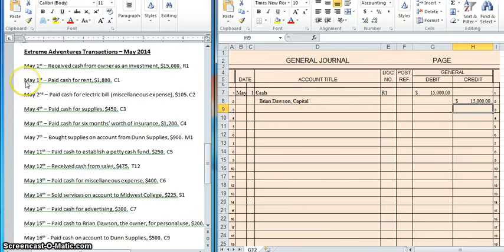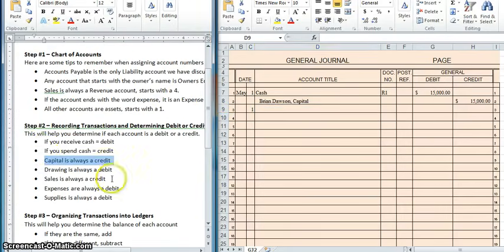Let's move on to our second transaction. On May 1st, we paid cash for rent, $1,800. So back over to my general journal. I don't need to type May again, but I am going to put 1. This just helps me realize that this is a new transaction. Now, I paid cash for rent. If I go to my cheat sheet, it says if you spend cash, it equals a credit.